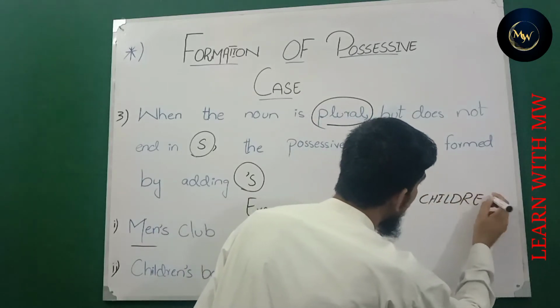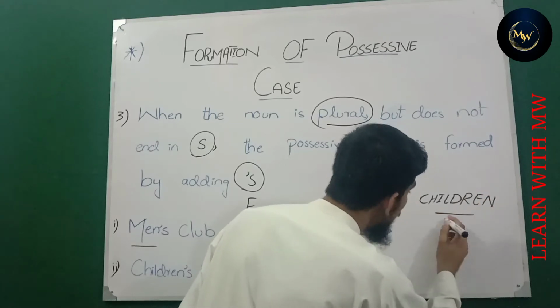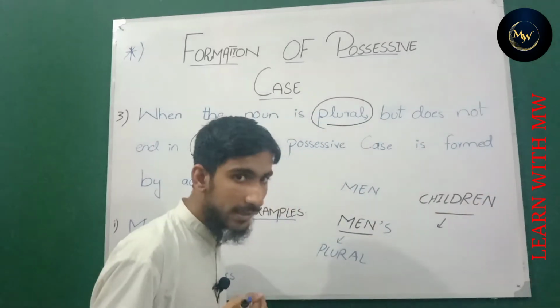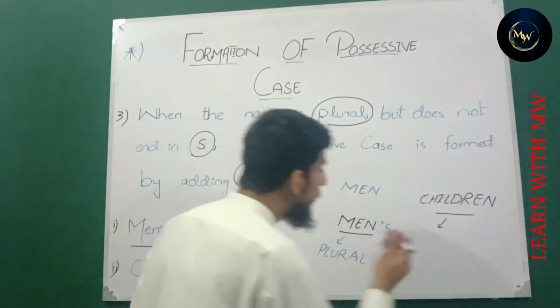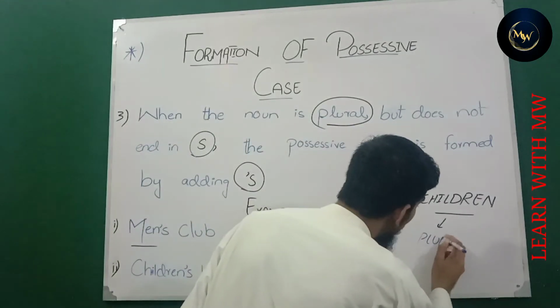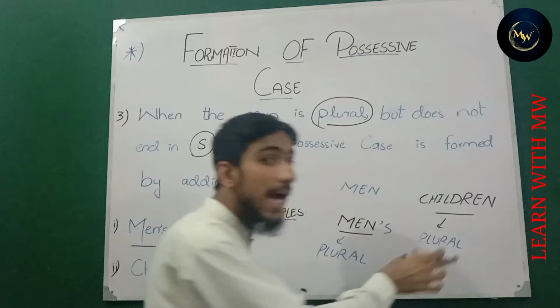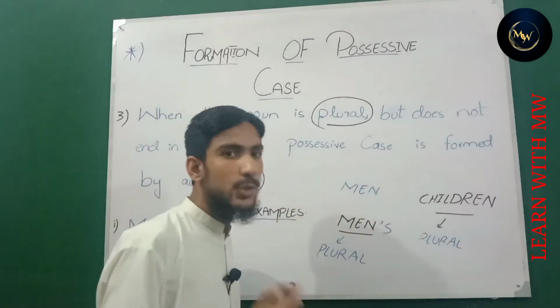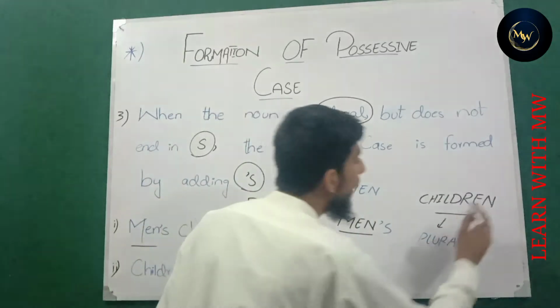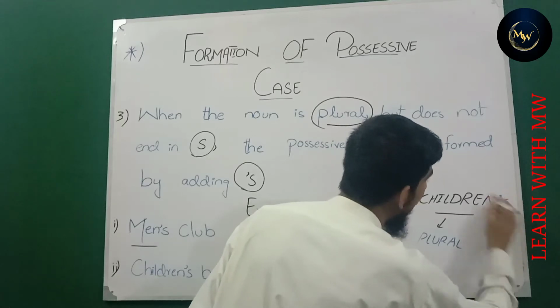So now children is a noun and it's also a plural noun. It also does not end in s. So its possessive case is formed by adding both apostrophe and s.